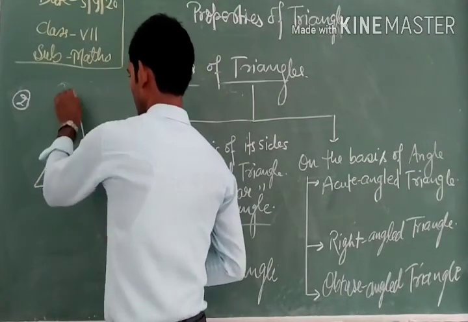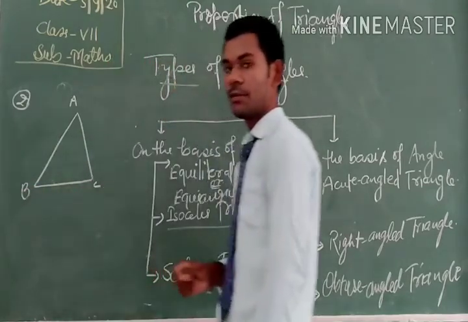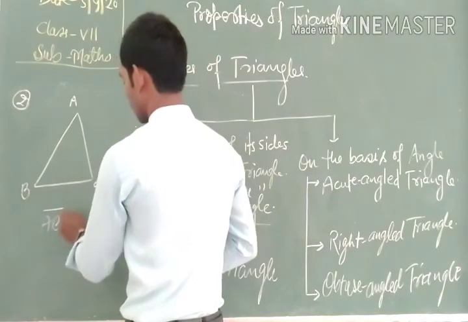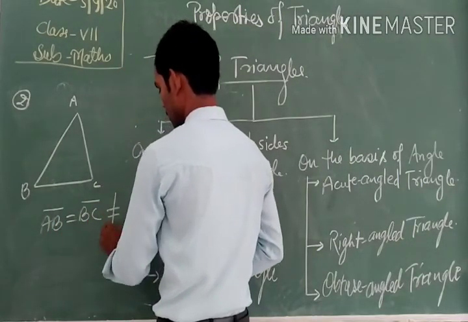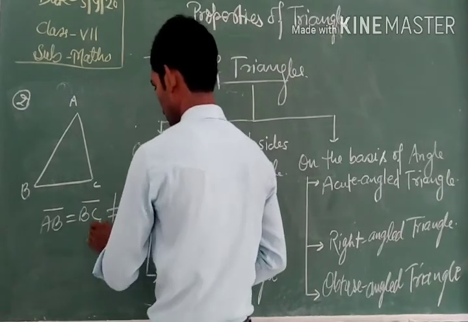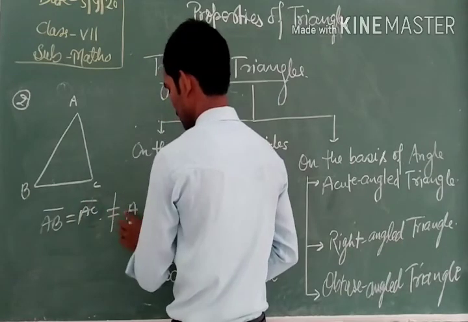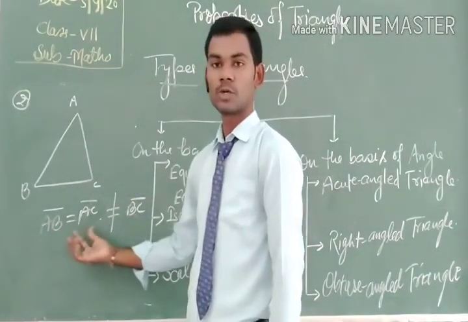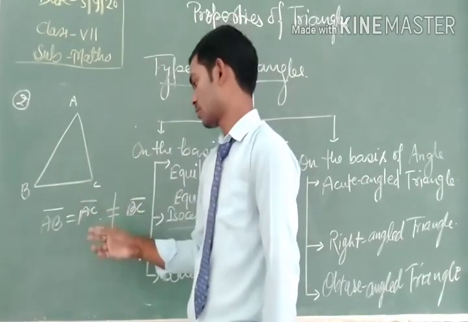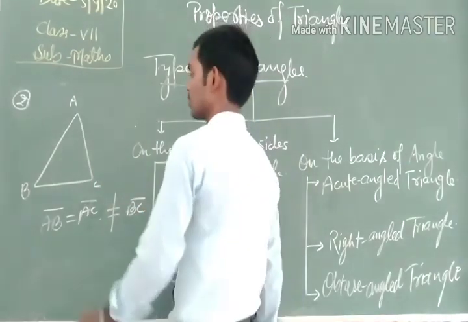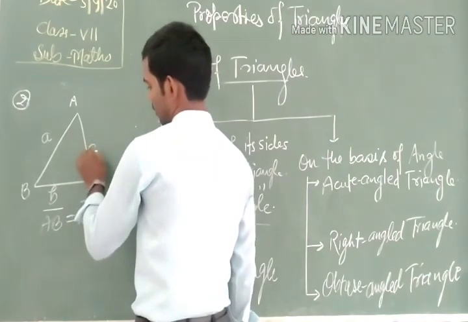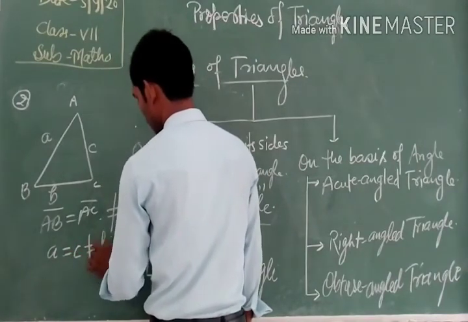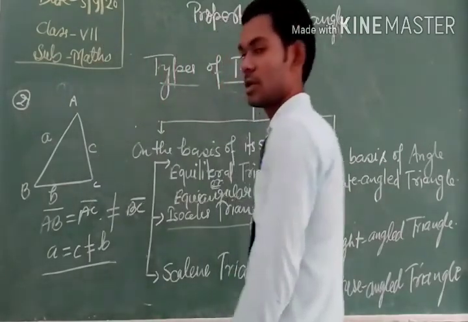Here, if we draw a figure like this, this is a triangle ABC, and if we measure the lengths of its sides, we find that AB is equal to AC and this is not equal to BC. So here two sides are equal, but the third side is not equal to any other side, so it is known as isosceles triangle. And if we denote the sides by small letters, then we get a is equal to c and it is not equal to b. So here we can see that it is the isosceles triangle.